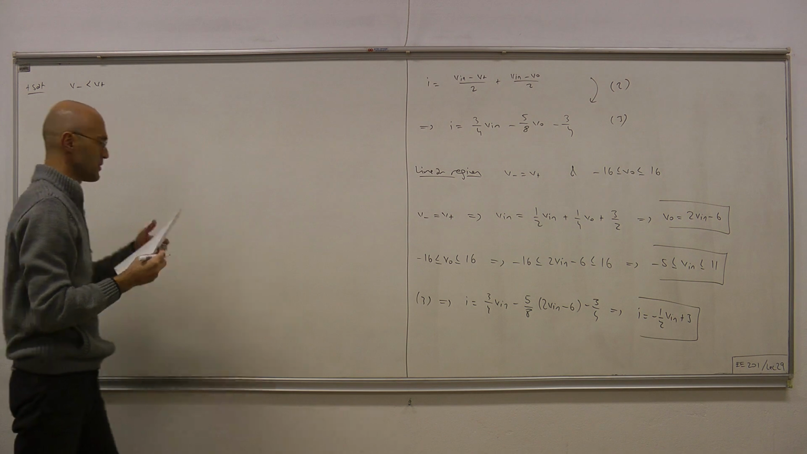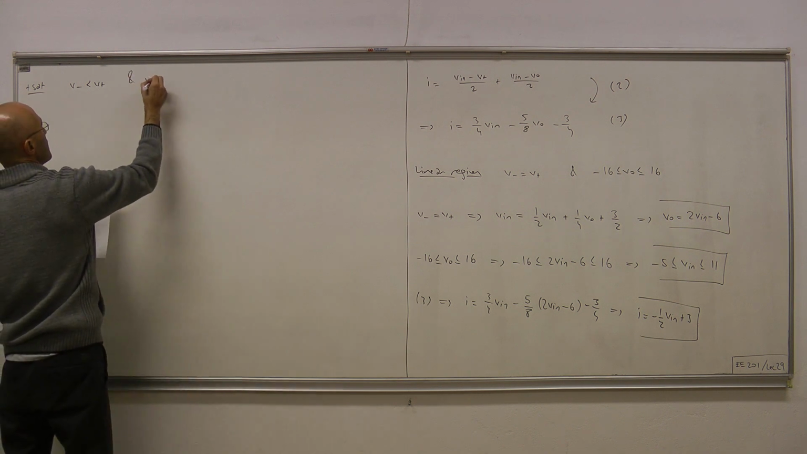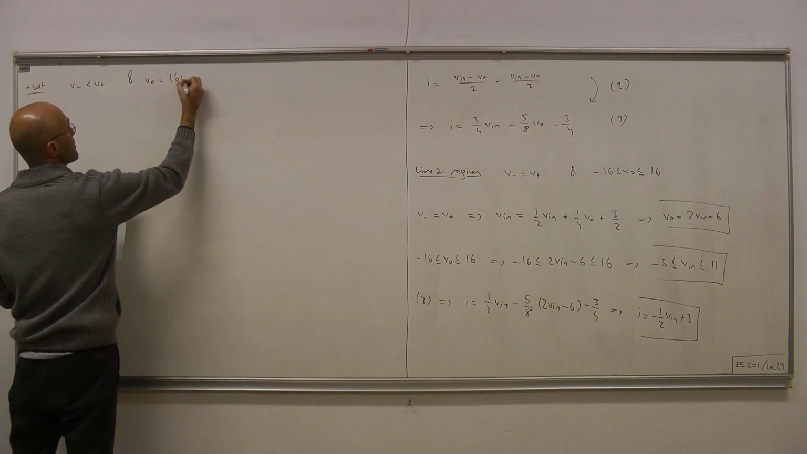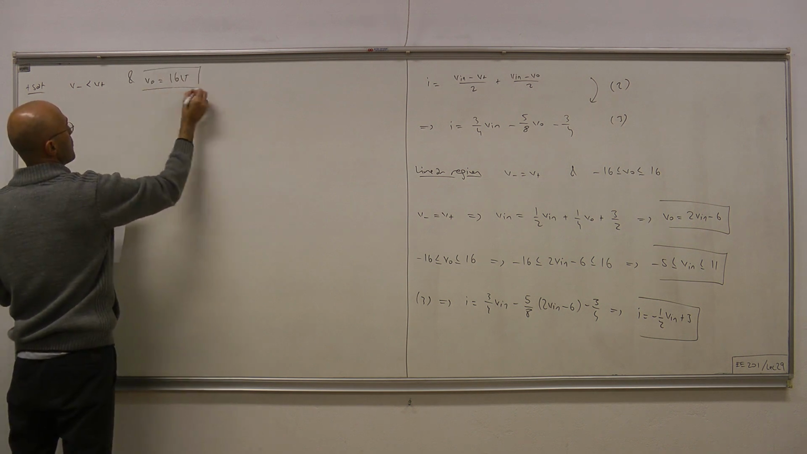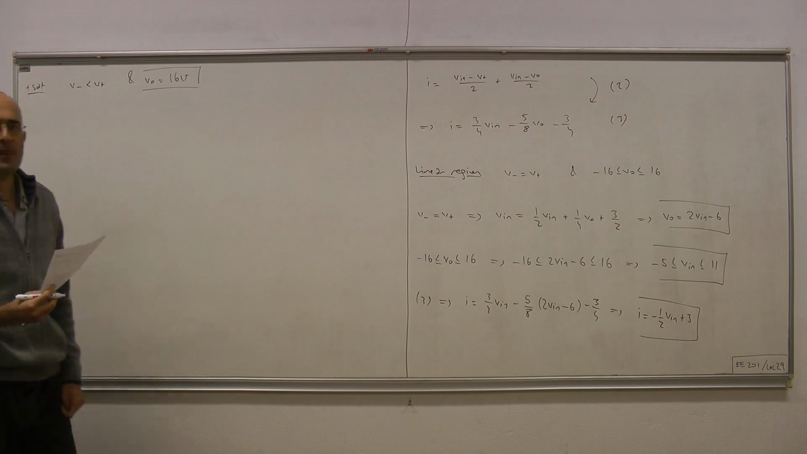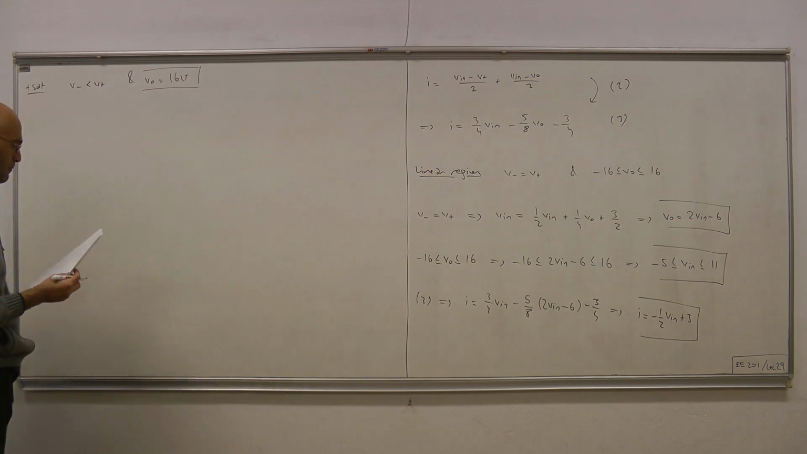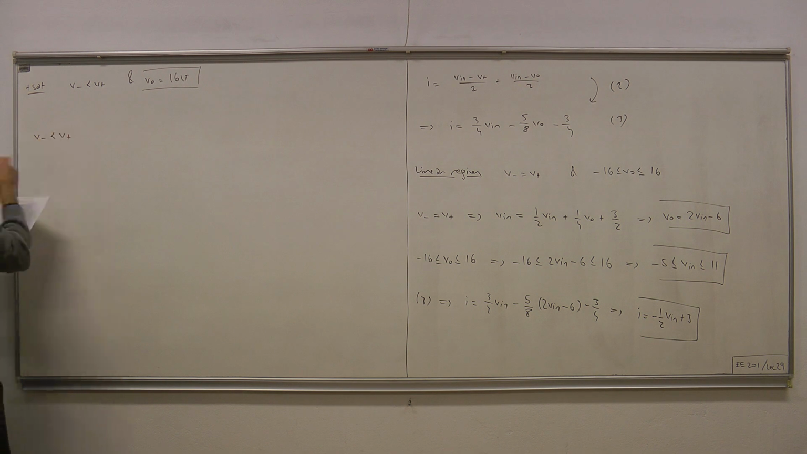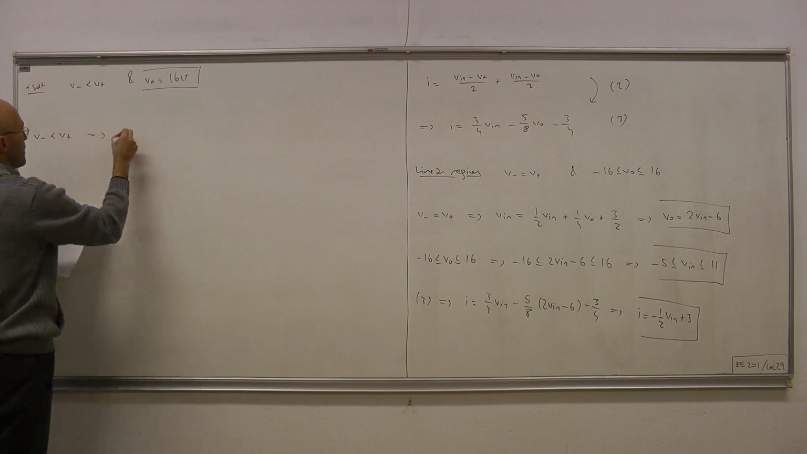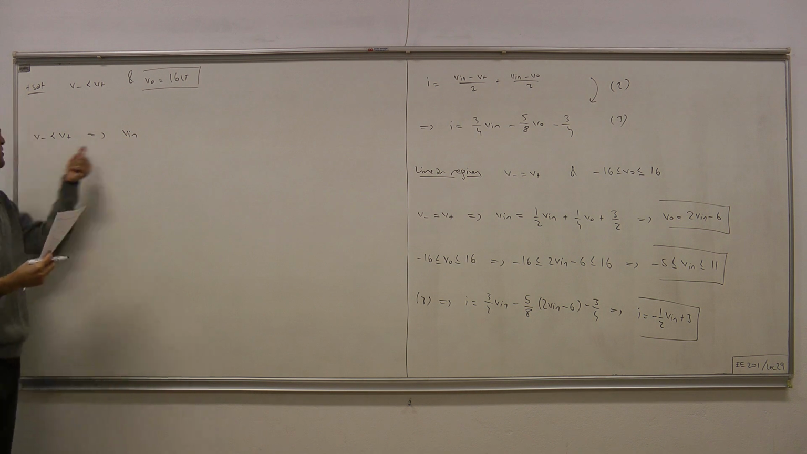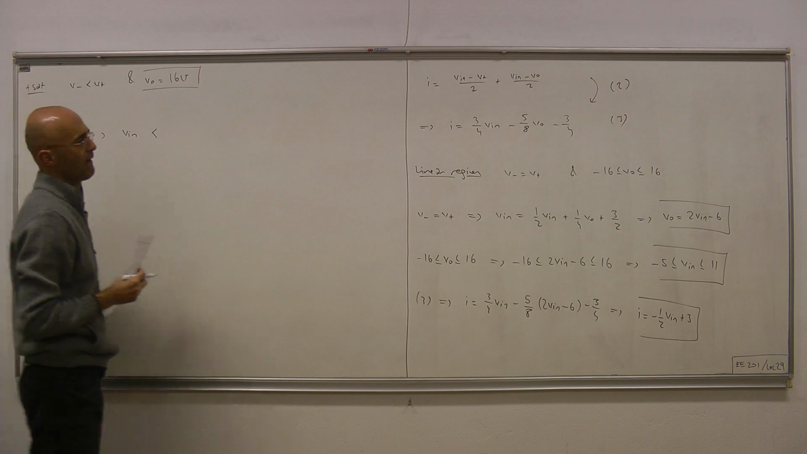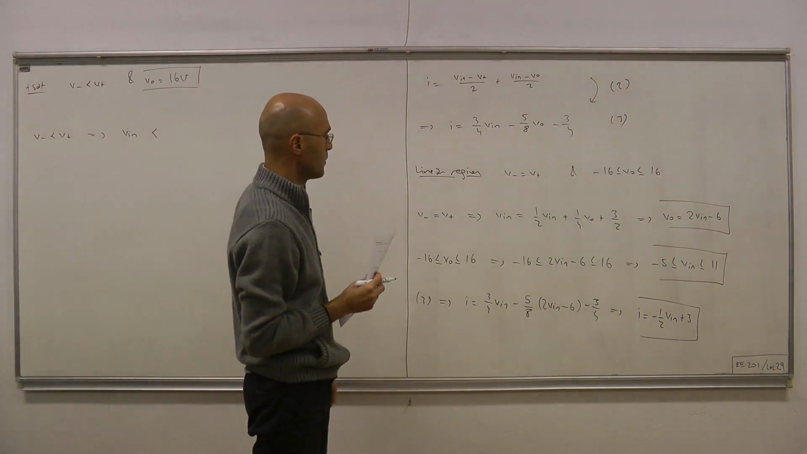V minus has to be less than V plus, and there's nothing to compute for the output voltage. It's fixed at positive saturation voltage, which is 16 volts in this example. Now, V minus less than V plus gives us the following. V minus is V in in all regions, and this is less than V plus.